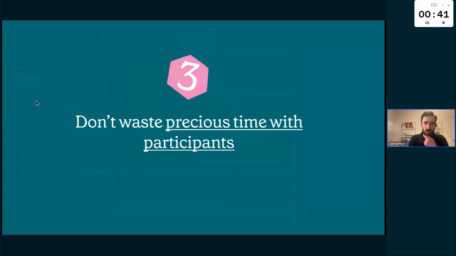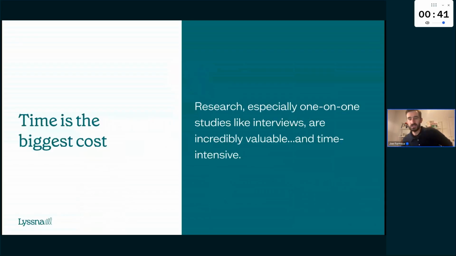All right, let's go down to our last one. Don't waste precious time with participants. So as we've talked about plenty tonight, research takes time. Even if you're making it as efficient as possible, it takes time. And one of the areas that often takes the most time in research are studies or methods that involve one-on-one conversations with participants, interviews, maybe a moderated usability study. These are really valuable, and we all know that as having experience with research.